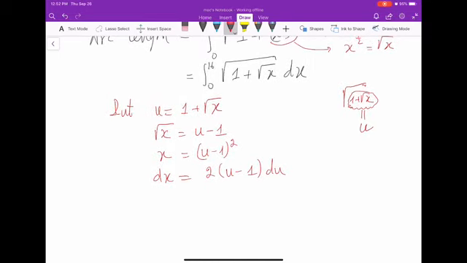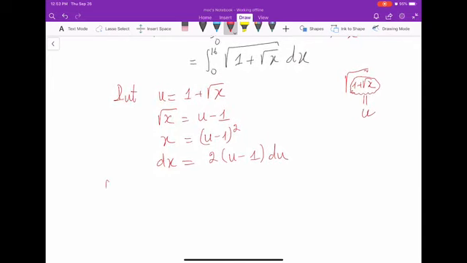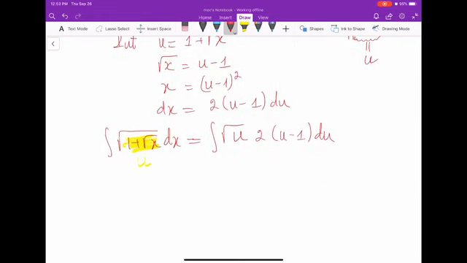Now, I will rewrite the original integral in terms of u, but I will not take care of the integration limits because I will plug all the numbers back at the end, right? So I just need to find the antiderivative. So my integral of (1 plus square root of x) dx is equal to square root of u, because we already put u equal to this function. That is u already. So I have square root of u over there, and then dx is 2 times (u minus 1) du. You see, now it seems better, right?